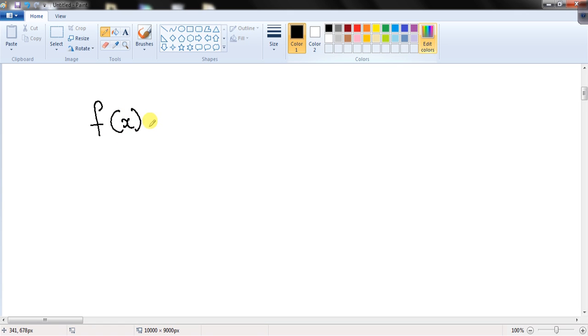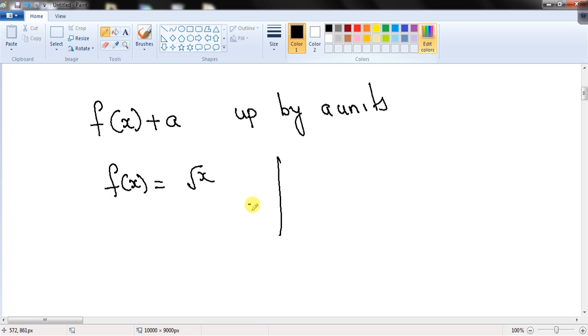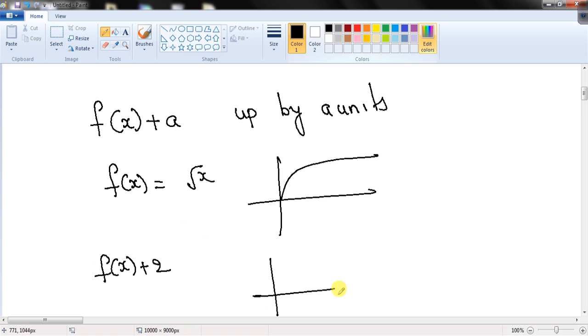If I have f of x plus a, it is shift the graph up by a units. So for example, if the graph of f of x is root x, so this is the graph of root x. But if I need to draw the graph of f of x plus 2, f of x plus 2 means shift the graph up by 2 units. So this is the graph of f of x plus 2.